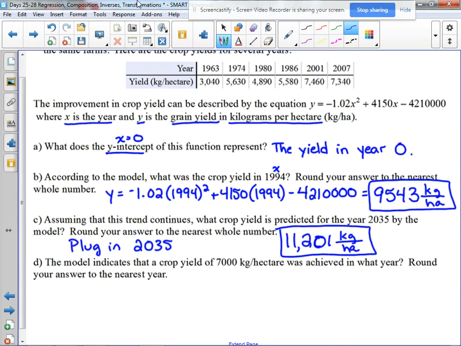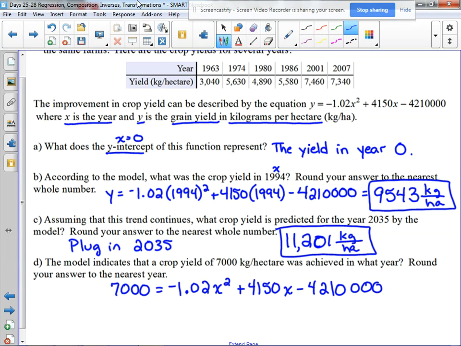Okay, the last one. The model indicates that a crop yield of 7,000 kilograms per hectare was achieved in what year? So this is flipping it around. It's telling us what the yield is, and we need to find out what year that occurs in. Now, depending on what kind of equation you have, sometimes you can do that by algebraic means. Sometimes you're going to have to rely upon technology. In this case, because it's a quadratic equation, we're going to rely upon technology.